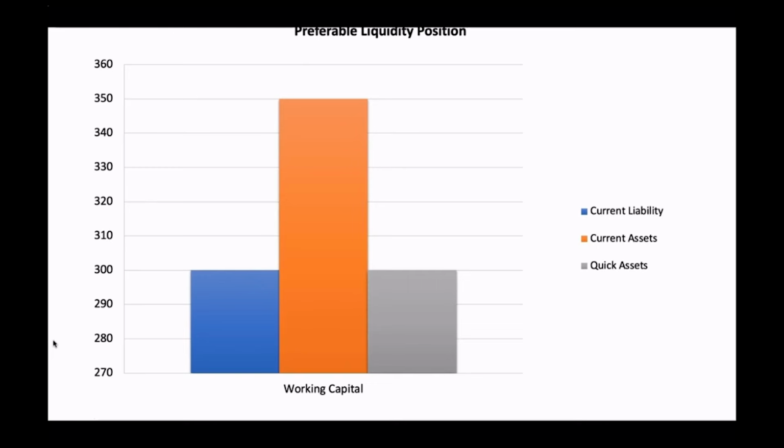What is the point in having a current ratio of 2:1 when all the current assets are in the form of stock? It will not give any money when you are in urgency. That's why we say the quick ratio should be at least 1:1.